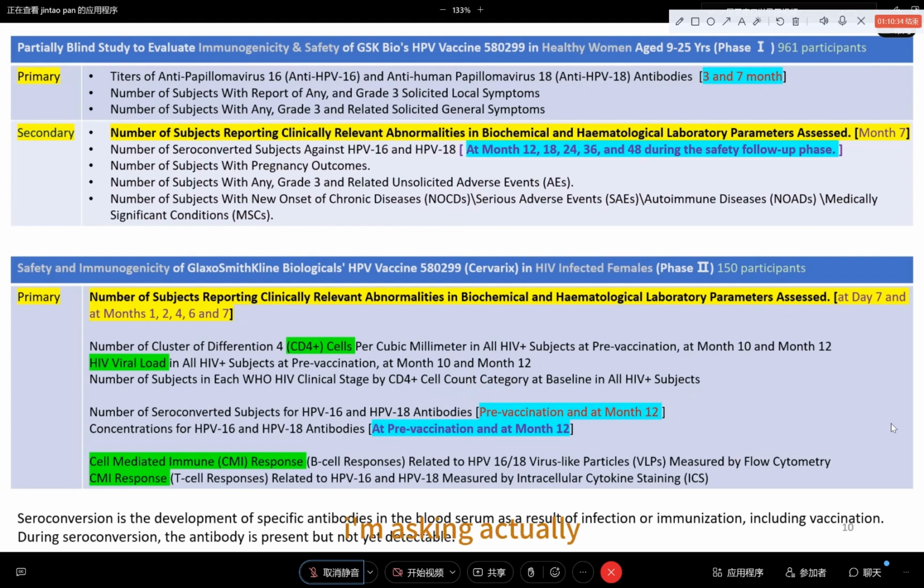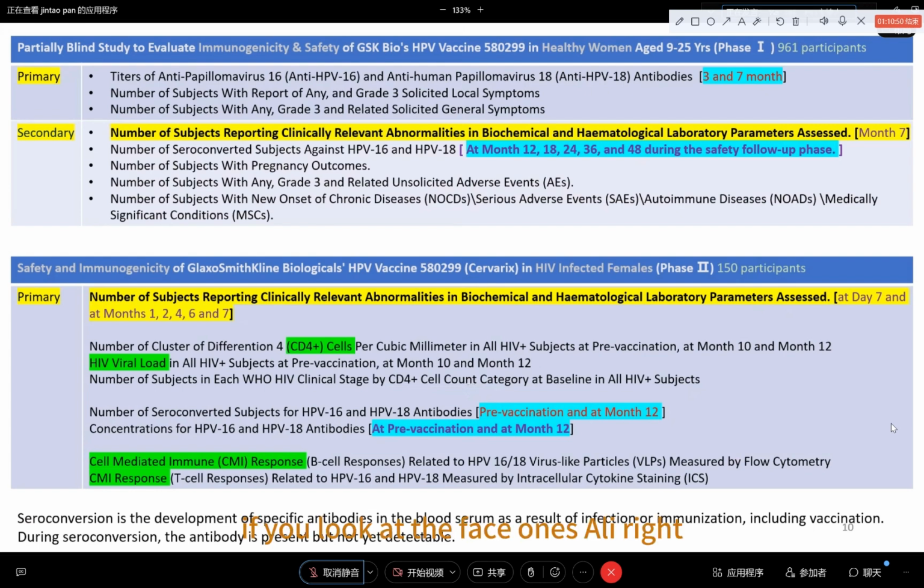No, I'm asking. Actually, I don't know what the difference is between the primary and secondary result. Why is it primary and why is it secondary? Why are they categorized in this kind of format? Okay, I think I should step in here.